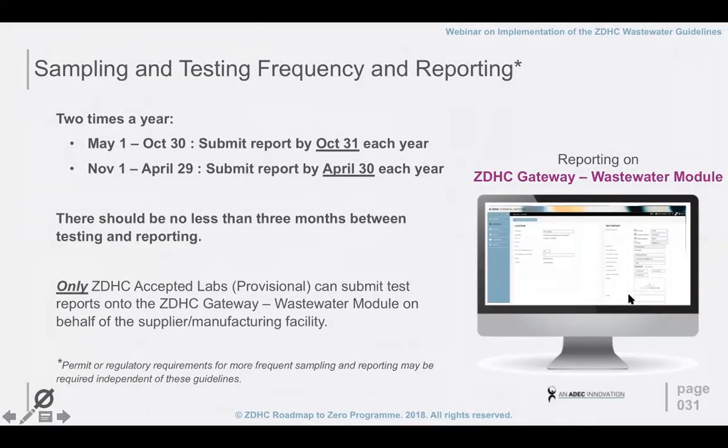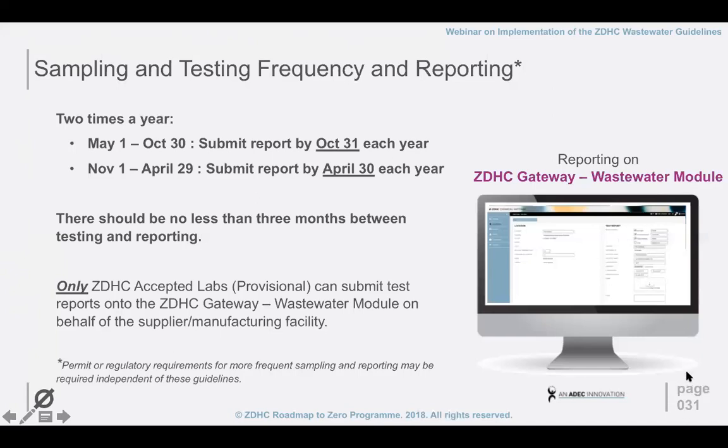Okay, and similarly, the sludge samples need to be representative, so you should follow the ISO guidelines on that also. So the sampling and testing frequency, as Nanny mentioned, the next report submittal deadline is April 30th. And you see the times of the year when this is a semi-annual effort, but there also should be no less than 3 months between sampling and reporting.